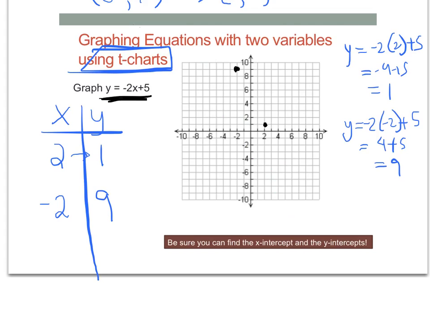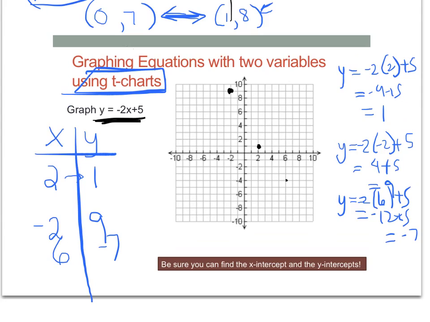So how about if x is 6? What's y? So y equals negative 2 times 6 plus 5. So that's negative 12 plus 5, so that's negative 7. So (6, -7) is a point. Whoopsie, over a little bit. (6, -7). It's down here, actually. I'm not sure how to erase, so I won't.